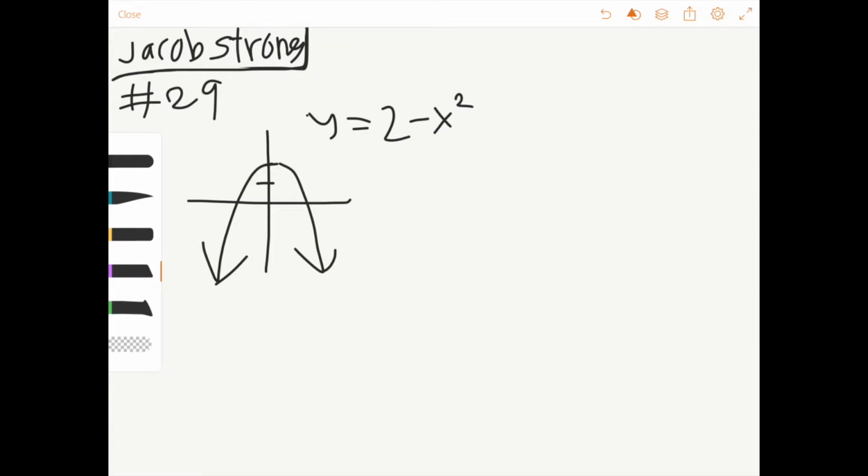Number 29 is an optimization problem with maximization. The problem says, a rectangle with its base on the x-axis is to be inscribed under the graph of y equals 2 minus x squared. Find the height of the rectangle if the area is the largest possible area.